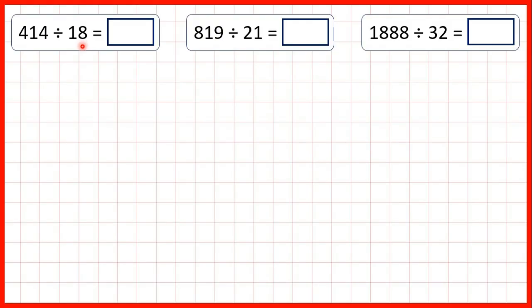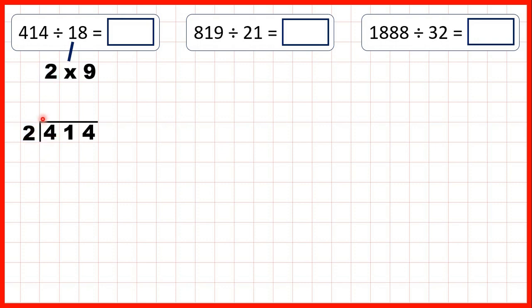Now for these questions, we're dividing by a 2-digit number, but instead of using long division, what we're going to do is use factor pairs to divide. So 18 is 2 times 9, and that means what we can do is first divide 414 by 2, then take our answer and divide that by 9, and doing that will give us the answer to 414 divided by 18.